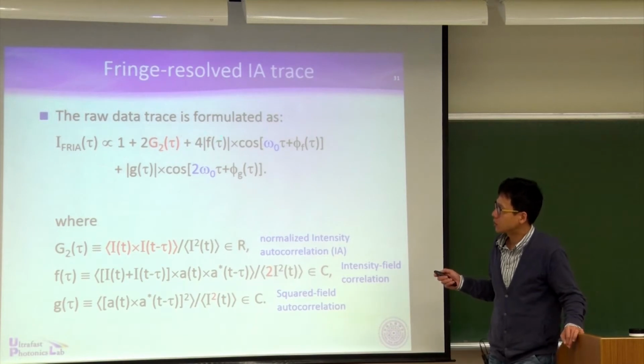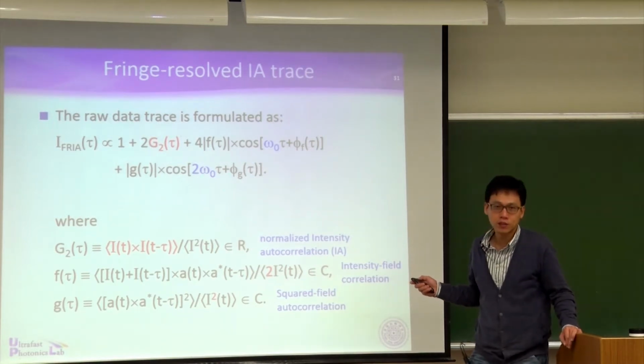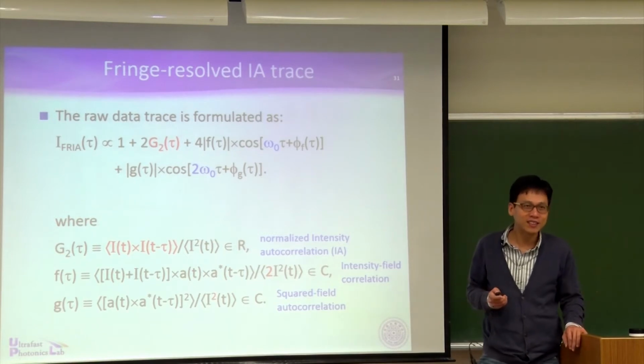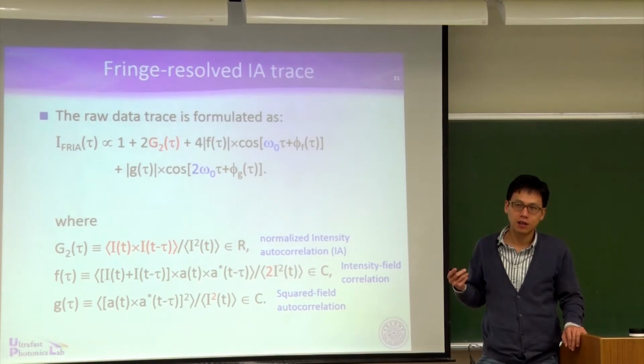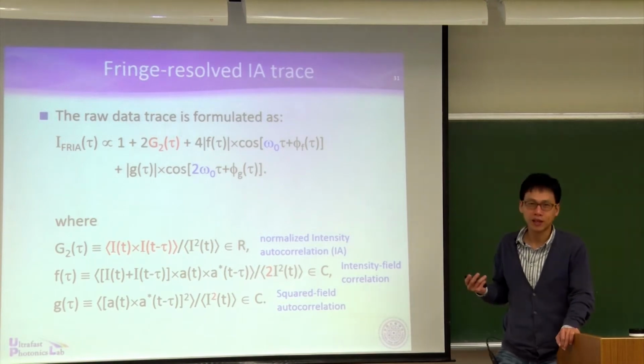The third term is about a complex F function with carrier frequency omega 0. The last term is a complex G function with carrier frequency 2 omega 0. Do you know why there is a 2 omega 0? While in the previous section, field autocorrelation, we have only the omega 0 tau term. We don't have a 2 omega 0 tau term.